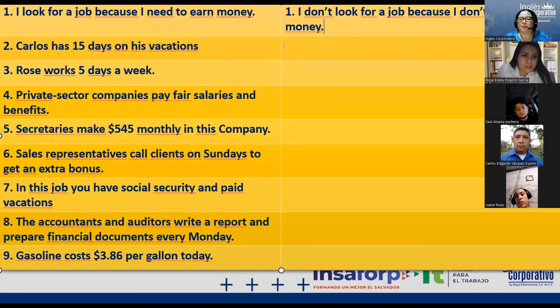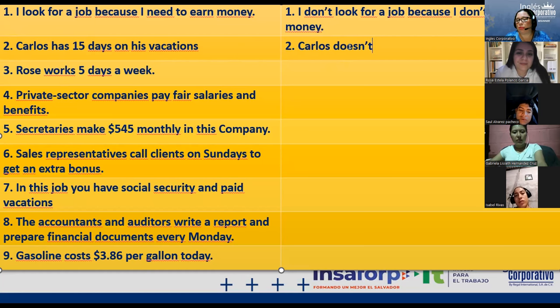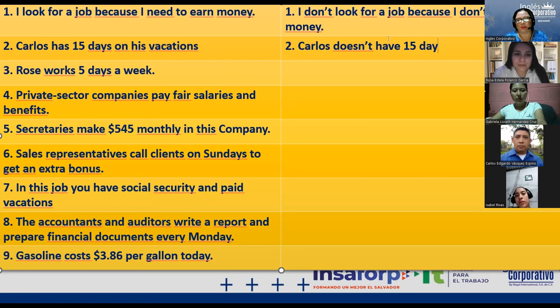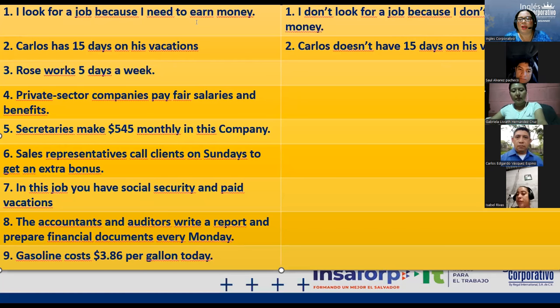Number two. The subject is Carlos. Don't have. Doesn't. Doesn't. Esta que vemos acá es la tercera persona de cuál verbo. Have. Entonces, aquí estamos haciendo la tercera persona en negativo, entonces tiene que ir en la forma base, ¿verdad? Carlos doesn't have 15 days on his vacation.